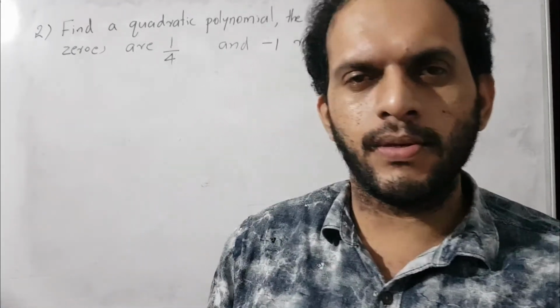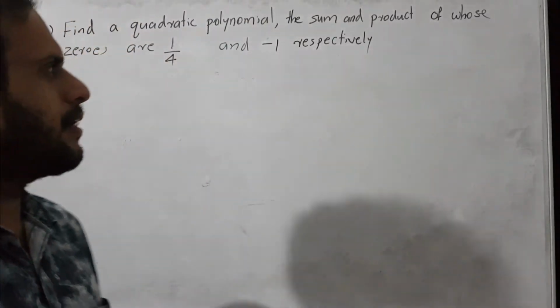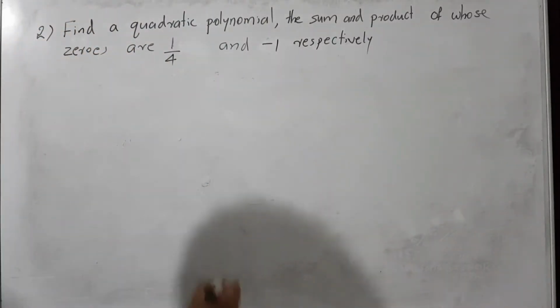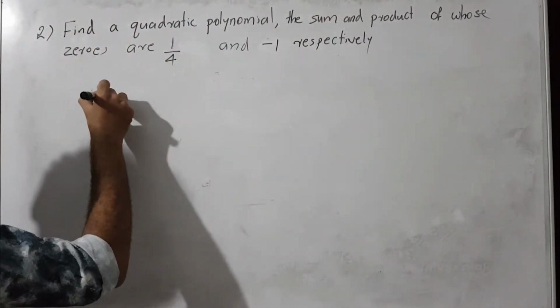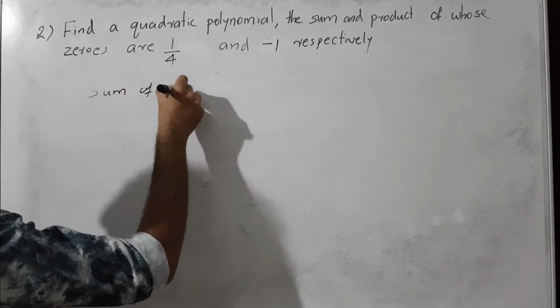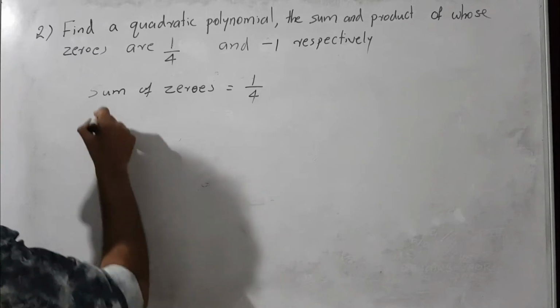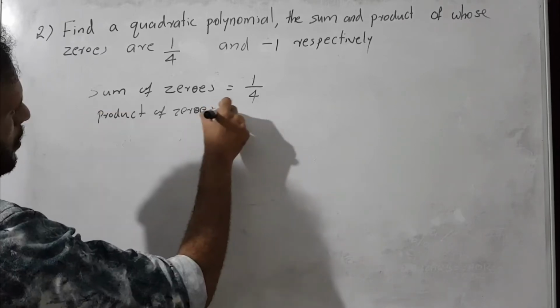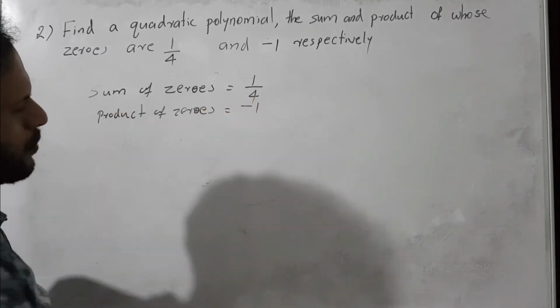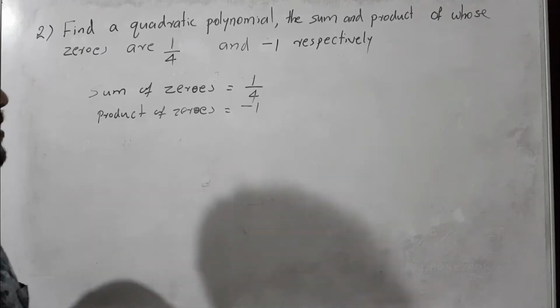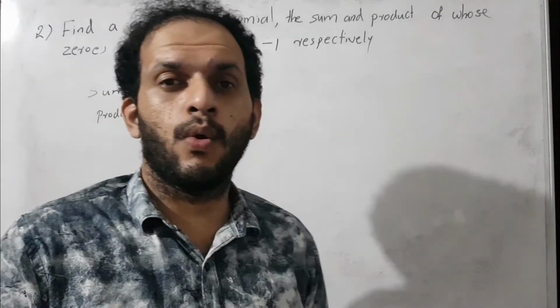So how do we start? We start like this. First we write what is given. What is given? Sum of zeros is equal to 1 by 4. Product of zeros is equal to minus 1. Correct. Now we have the sum of zeros and the product of zeros. What is next?